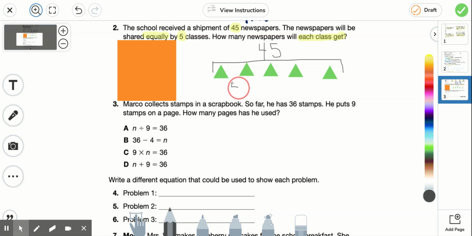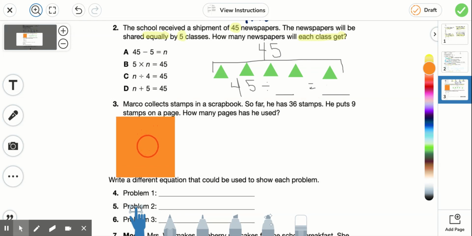This looks to me like 45 divided equally into how many classes would equal how many in each class. So I'm going to move my square. What do you guys think?